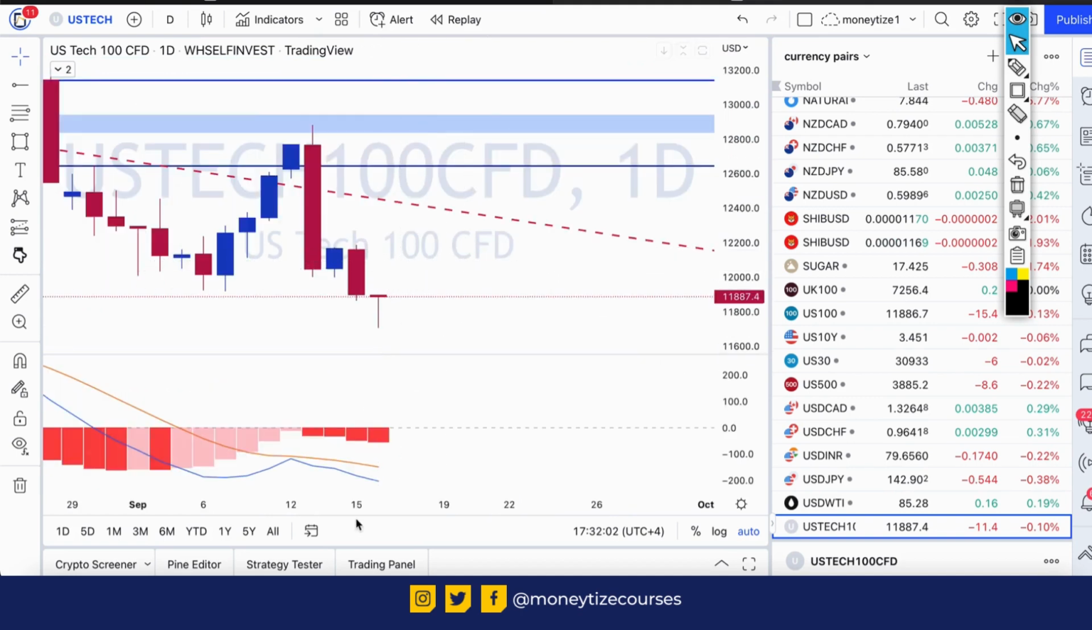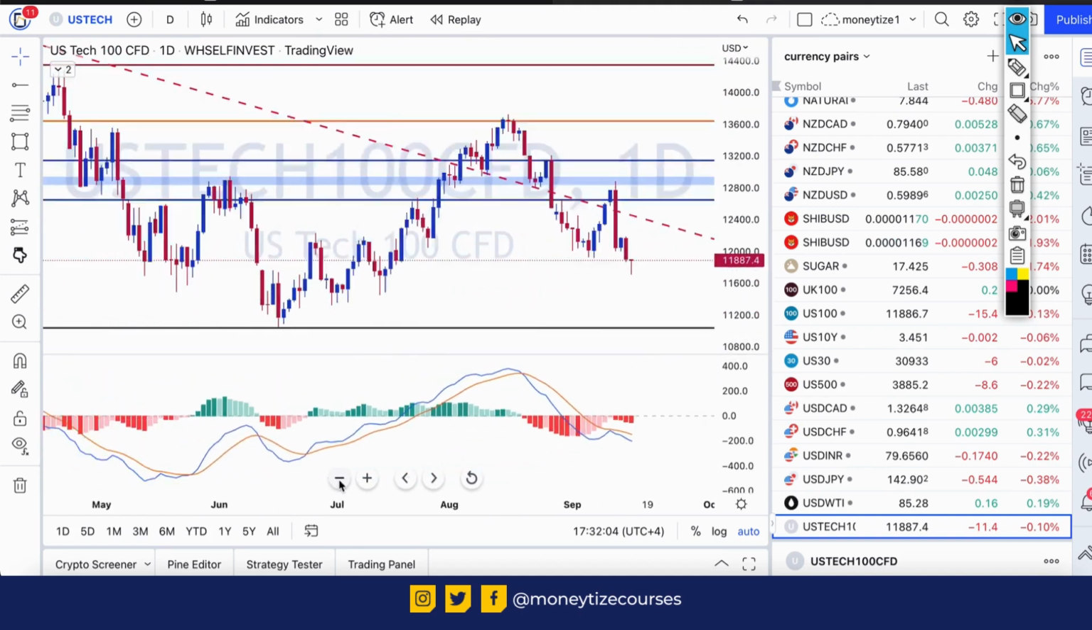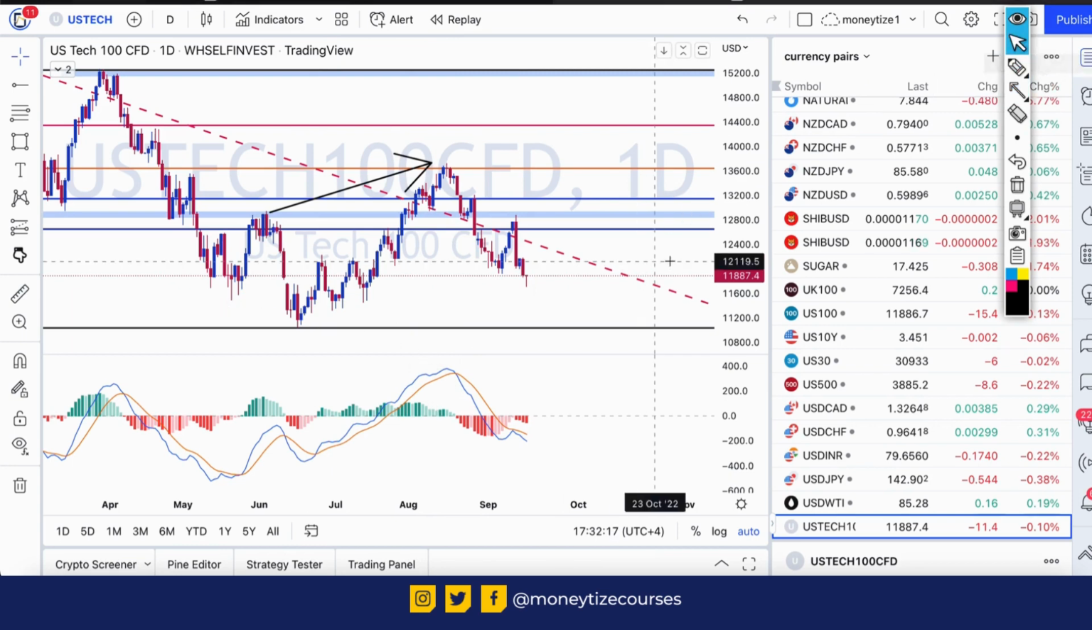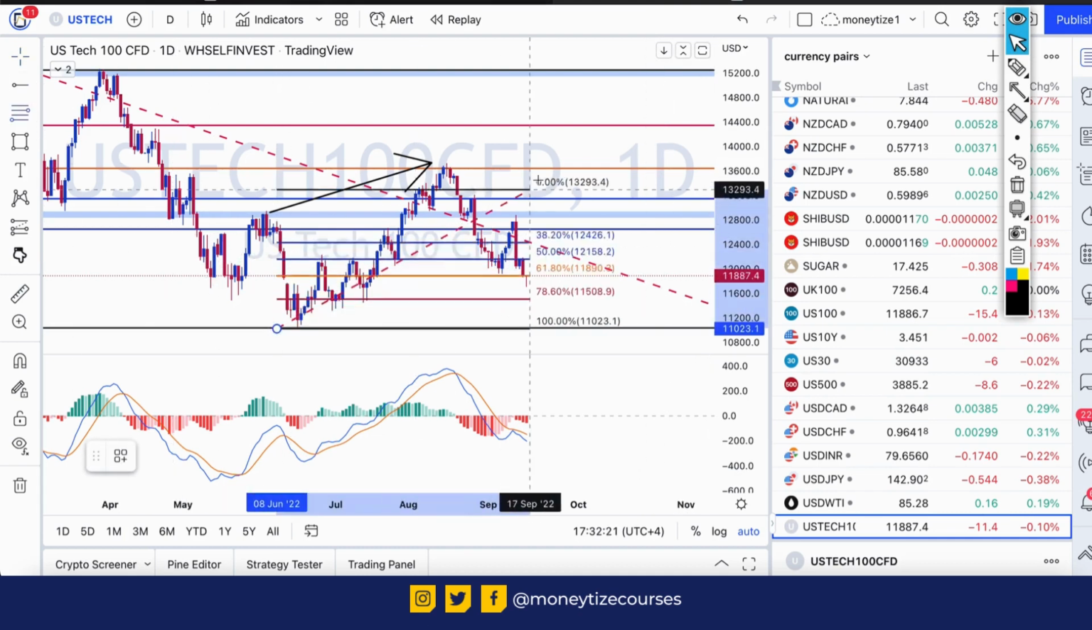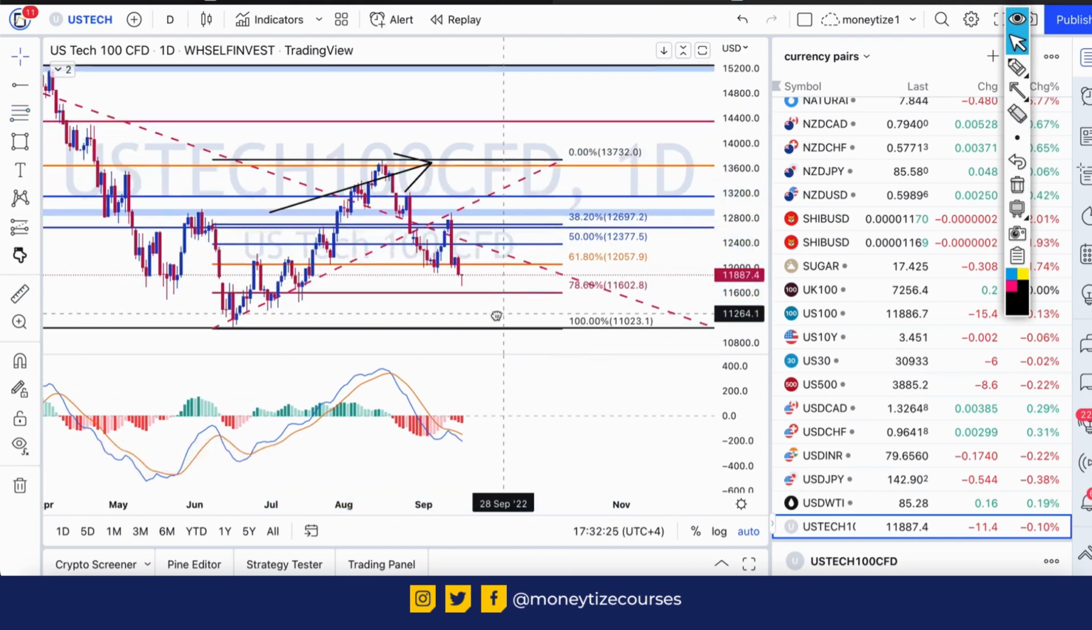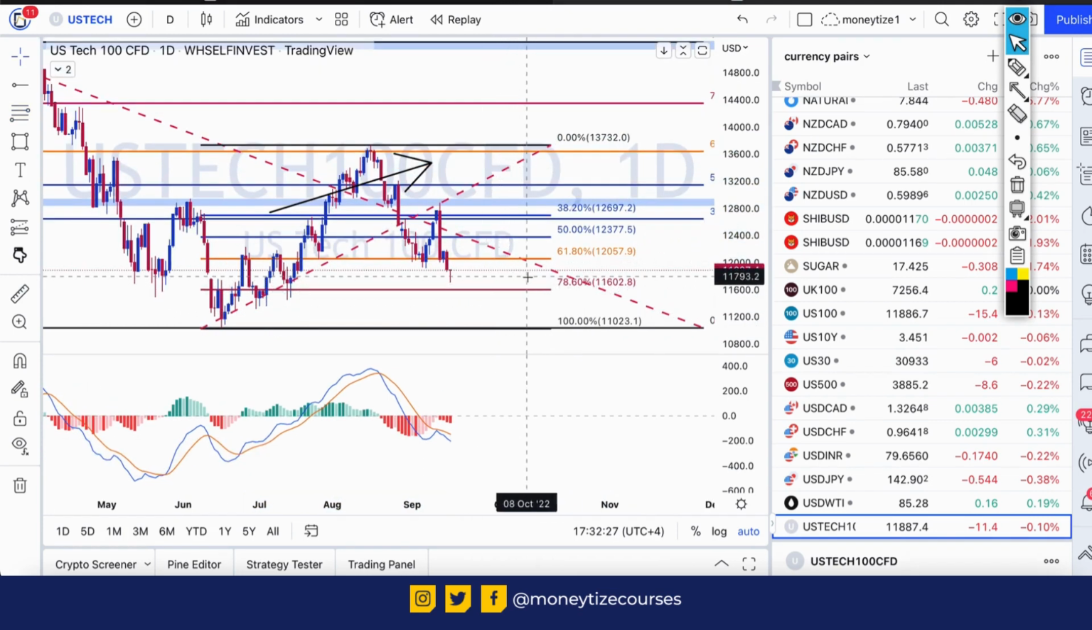Daily, we got a higher high formation, so contradictory scenario as per weekly and daily. We are still in between Fib retracement 61.8 to 78.6.